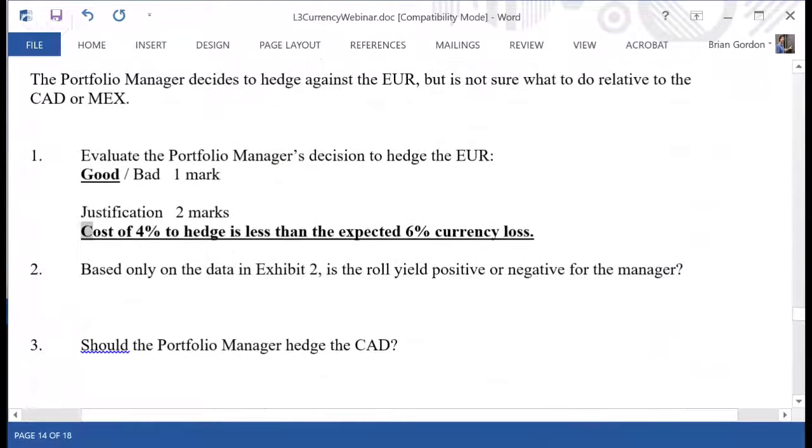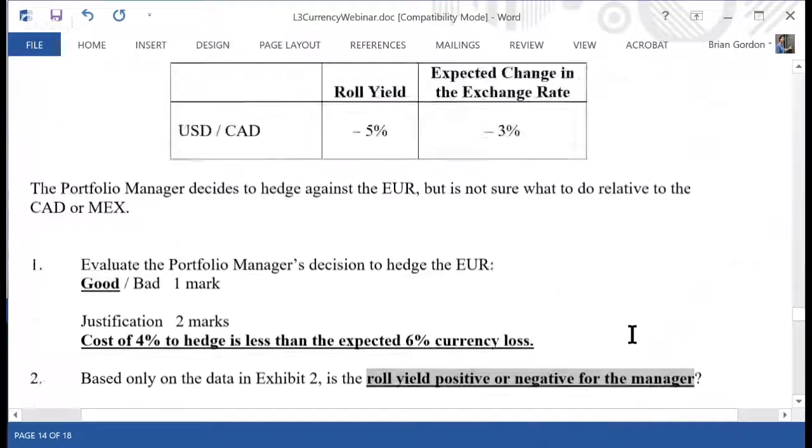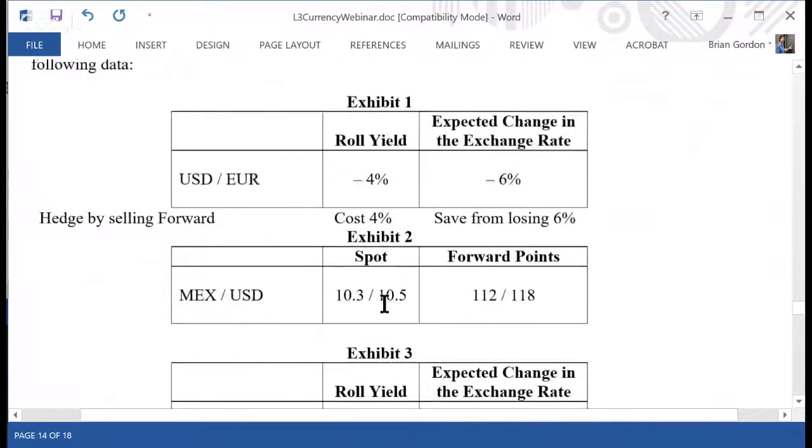All right, let's look at question 2. It says, based only on the data in Exhibit 2, is the roll yield positive or negative for the manager? So this is probably just for tutorial purposes. Let's go back to Exhibit 2. And so we've got the Mexican peso per US dollar. So what do we have to do? We've got to think about how we would hedge. What would we do? We've got exposure in Mexican peso. So I don't want to sell this forward because that would be selling the US dollar. I want to hedge by buying the forward.